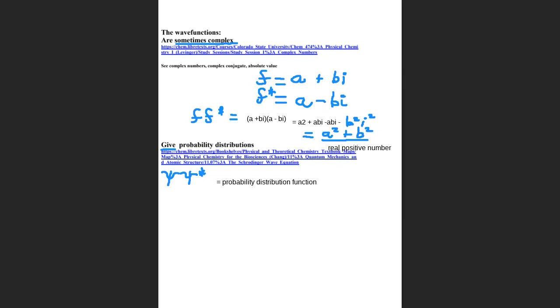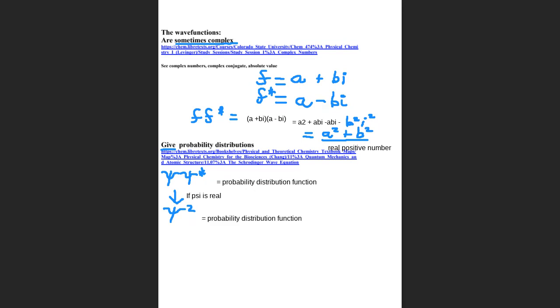Okay, now life gets really easy if psi is not complex and it's just real. Psi star psi, since there's no i to replace with negative i, if psi is real, then psi star equals psi, and psi squared is the probability distribution function.